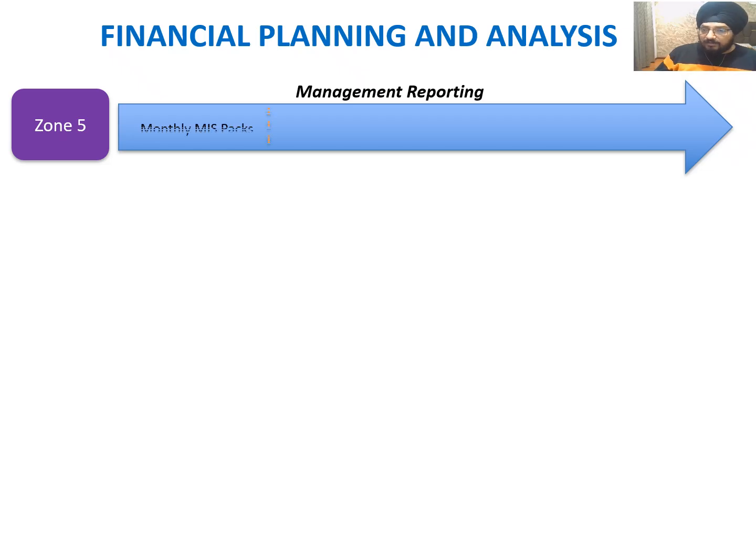Now, this is a critical sub process within the FP&A because it deals with the monthly MIS pack. We have a lot of reports that we have to create to make sure that we are aligned with the objective of the organization, and the MIS depends on the organization, industry to industry. It can be a segment based MIS, product based MIS, region based MIS, or department based MIS.